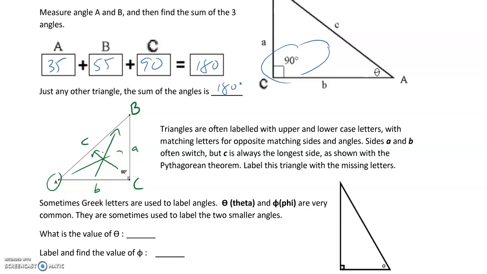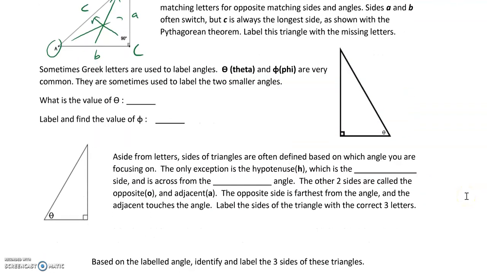Now, it says sometimes Greek letters are used to label angles, and theta and phi are very, very common. They are the two most common ones by far, especially theta, which is used a lot. So what is the value for theta? If I take my protractor again, I can put it on my screen and actually measure my little angle theta down there. Give or take, we're looking around 60 degrees. So I'll just say it's 60 degrees.